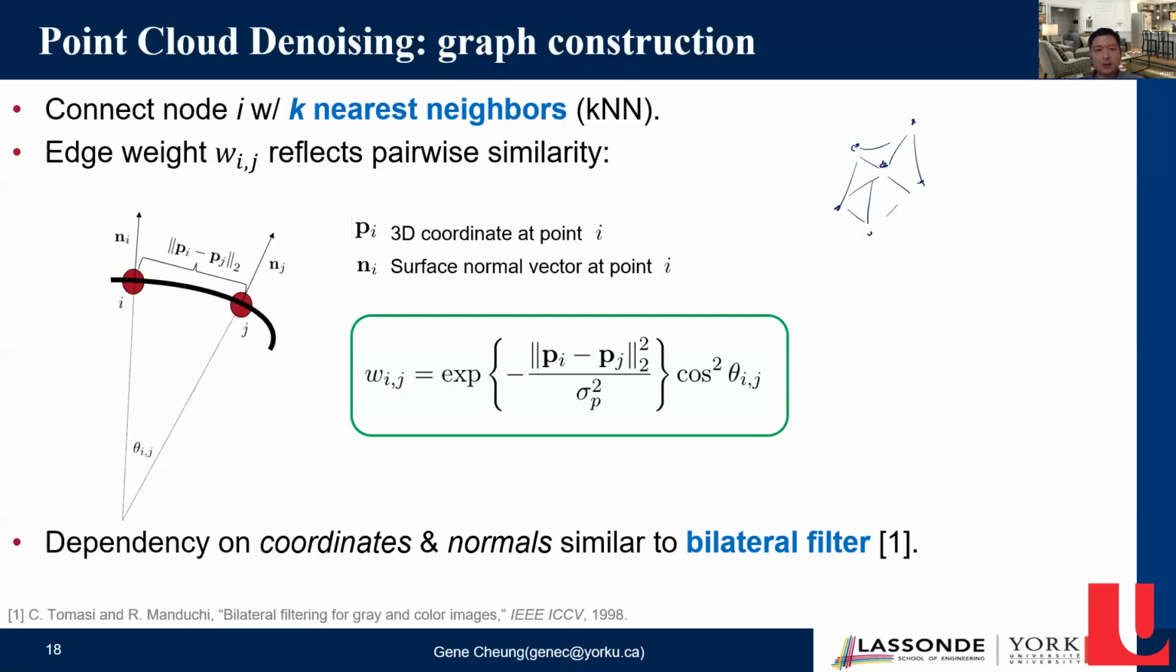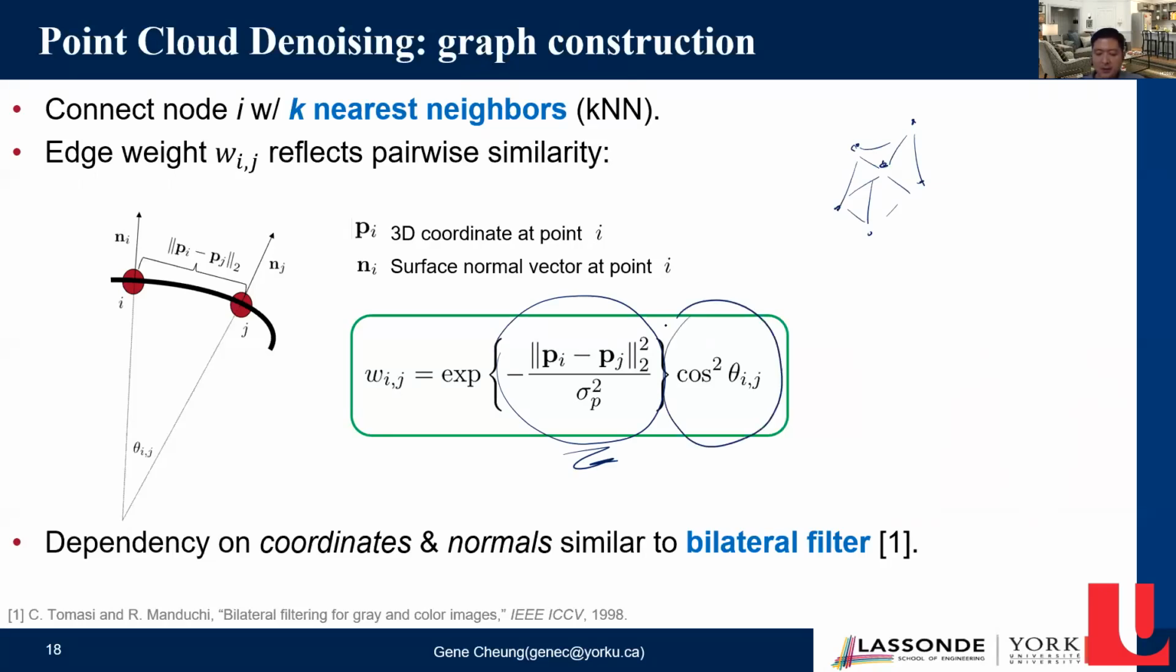Now, the signal is the coordinates of these points. We want to find cleaner coordinates. So the first consideration should be, well, if points are close in 3D space, then surely they should have a large weight. They should do averaging, right? Points that are nearby are similar, so they should be averaged. So this is one consideration.